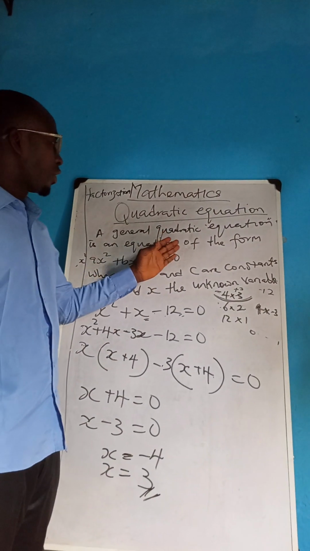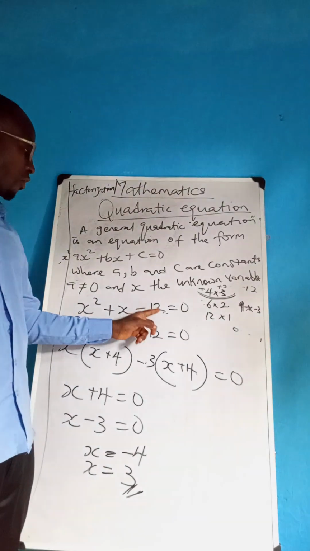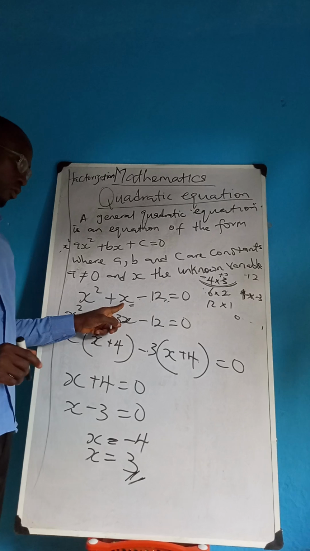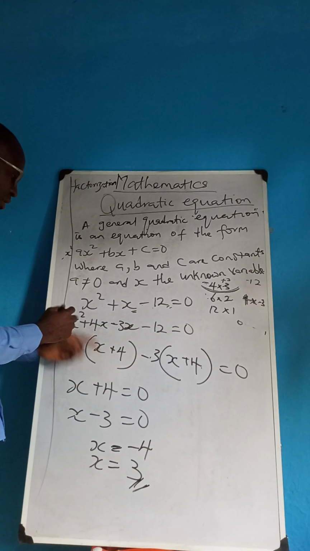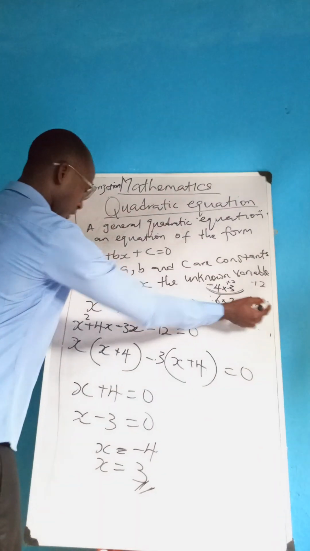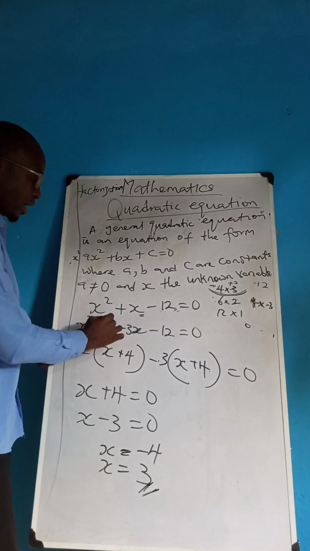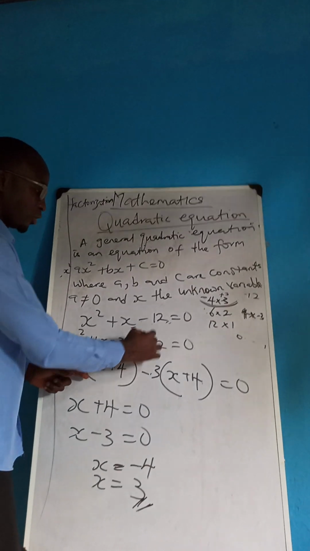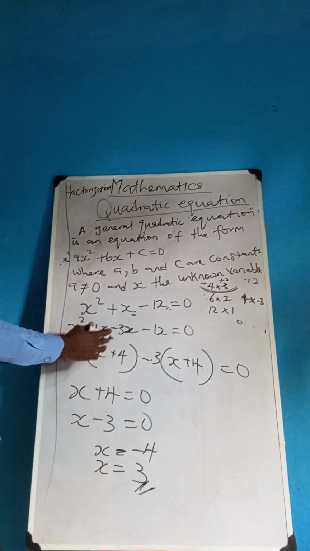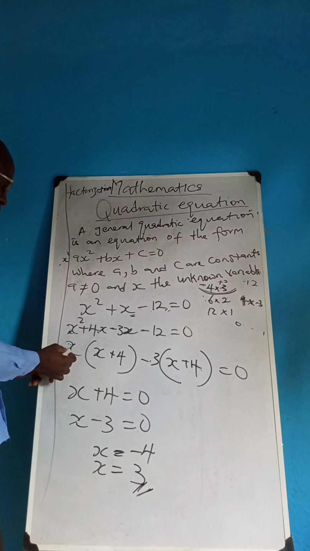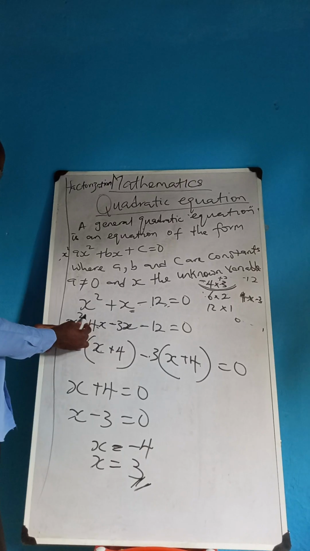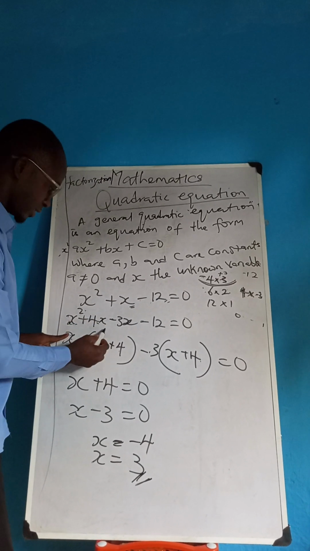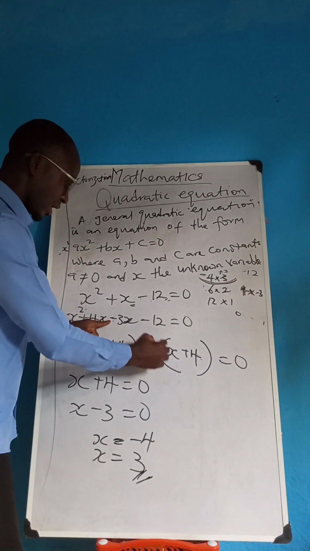So if you are going to solve this, you have to take note of this number first, and this as well. Now, when you get to this aspect, you bring down this 4 and 3 here as x squared plus 4x minus 3x minus 12 equals 0. Now we are going to factorize. In factorizing, we say x times x will give us x squared. x times 4 will give us plus 4x. Then you bring down your minus 3 here.